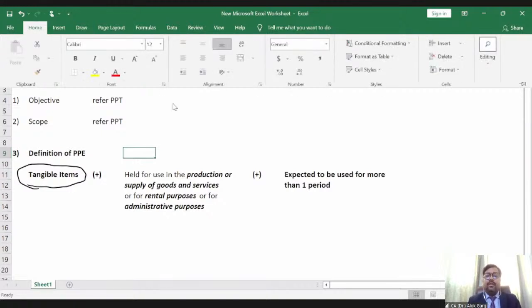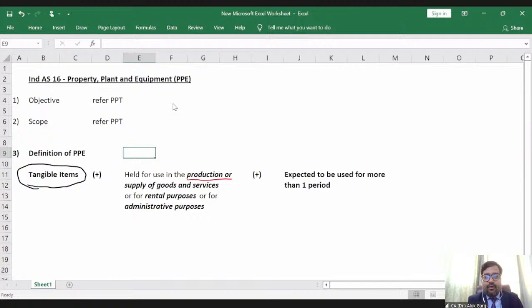Tangible item held for use in the production or supply of goods and services. Machinery. What is the use of the machinery? Machinery is used for production of goods, right? What is the use of trucks? Trucks are used for supply of goods, right? So this machine and truck are tangible items which are held for use in the production or supply of goods and services.